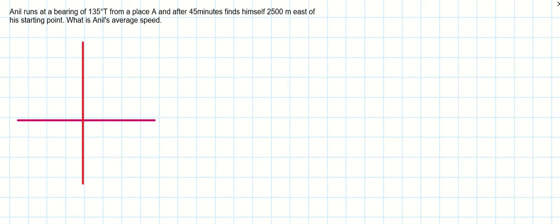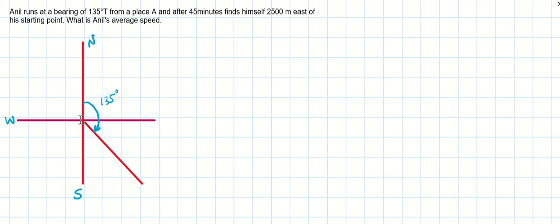Now when you sketch a diagram, we'll draw west, east, north, south. 135, so you start from north and you're doing 135 degrees. So this is 90, so 90 and a little more, 45 more. So that's your 135 degrees, that's a bearing. So that's your starting point. So you draw this compass at the starting point. So that's your place A.